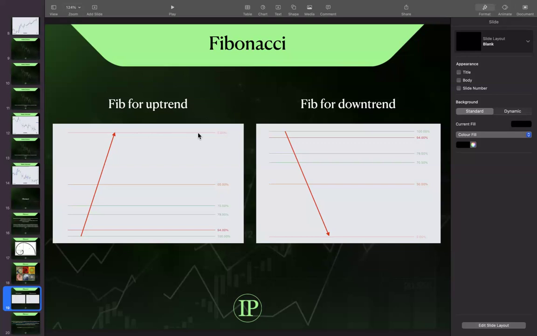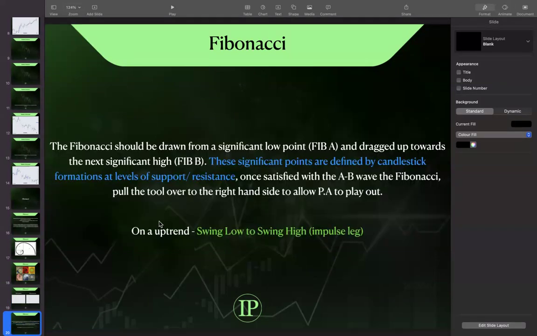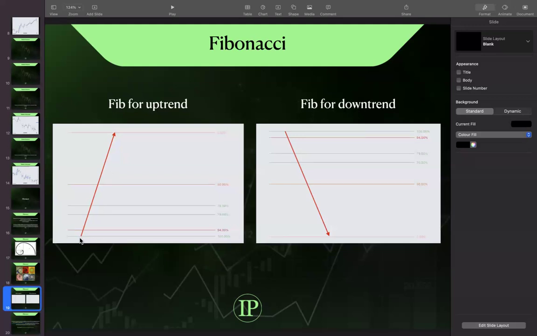Why? Because we want to stretch out our Fibonacci, dragged up towards the next significant high, which is our Fib B. This is now in an uptrend. These significant points are defined by candlestick formations at levels of support and resistance. Once satisfied with the AB wave of the Fibonacci, pull the tool over to the right-hand side to allow price action to play out. So you will click there and pull it over to the right-hand side so that there is space when the market starts to move within it, so that you can see at what percentage it has come.